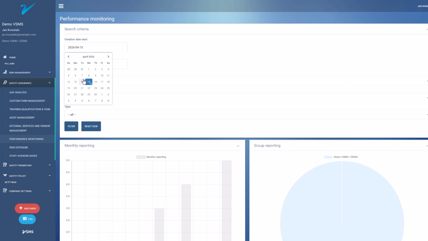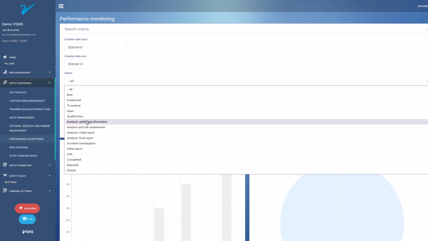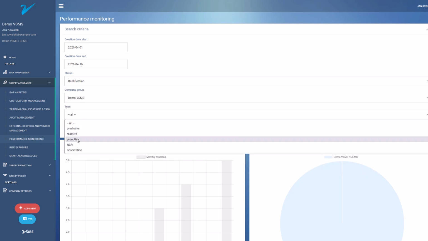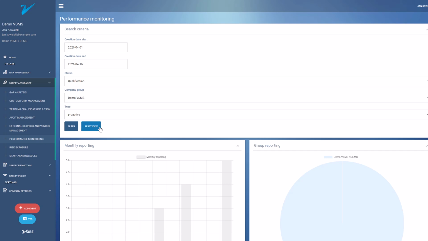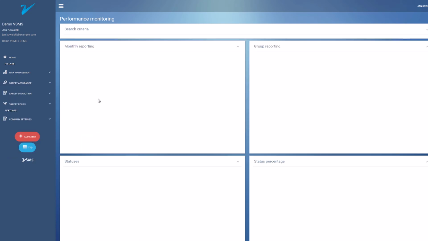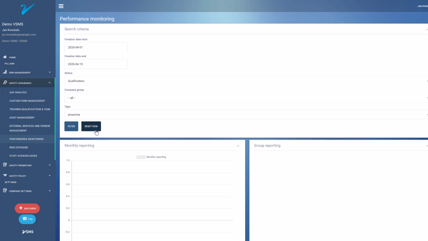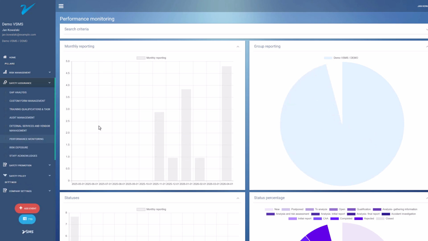1. Data filtering and customization. At the top, the search criteria section allows you to slice the data to find specific trends. You can filter by time frame, date ranges for specific reporting periods; status, type, focusing on specific categories of incidents or reports; and company group, useful for organizations with multiple departments or subsidiaries to compare performance across the board.